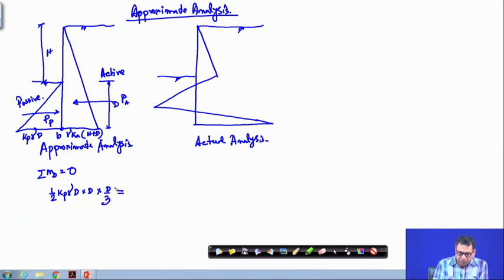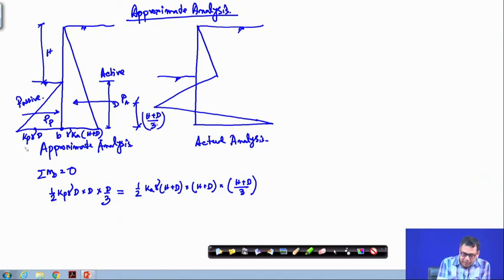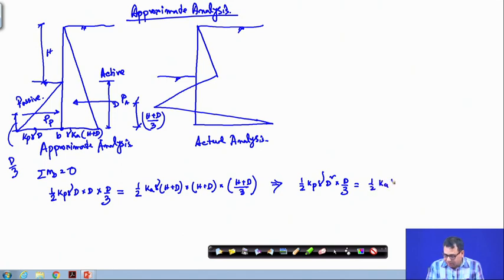So, that will be equal to, because both are acting in opposite direction, again this is half into Ka gamma (h plus d) into (h plus d) into (h plus d) divided by 3. Because this is acting at the height of (h plus d) divided by 3, and this is d divided by 3. Okay. So, finally, if I simplify this equation, this will be half Kp gamma d square into d by 3 is equal to half Ka gamma (h plus d) square into (h plus d) divided by 3. So, from this equation, only unknown is d, okay, h is known.